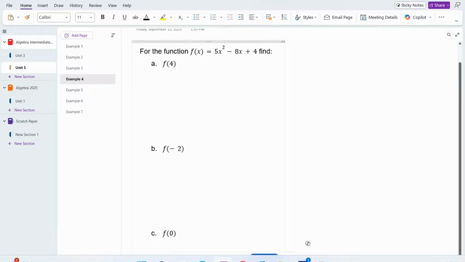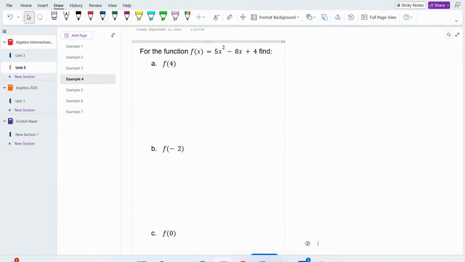In this video, we're going to be using substitution to find the value of functions at different x values. And so we've got this function 5x squared minus 8x plus 4. We're going to evaluate it at three different values of x. So we'll start with f of 4. So the function evaluated at 4 is how we say that.